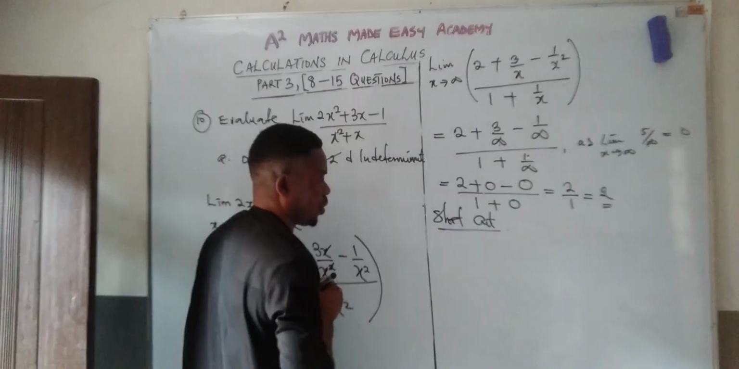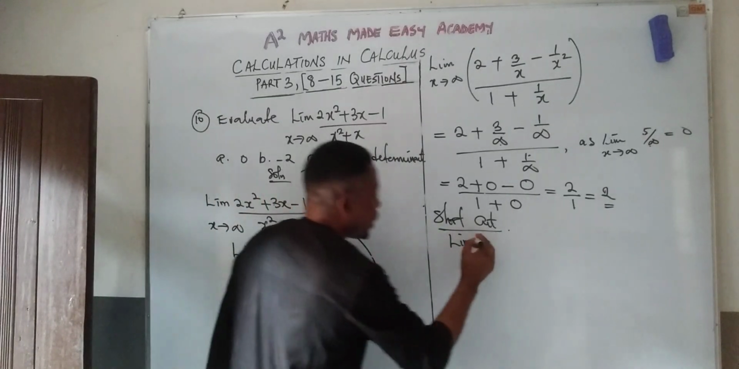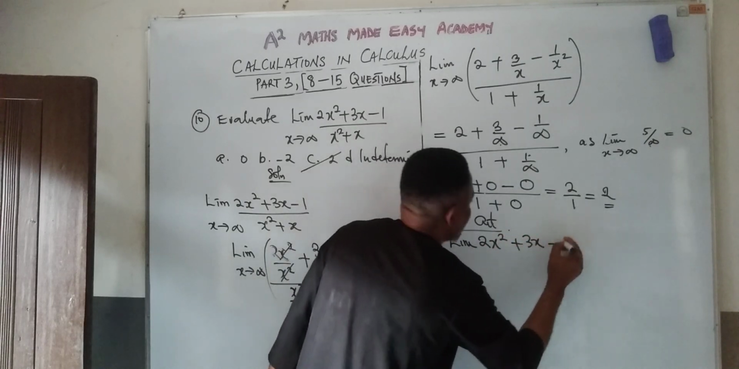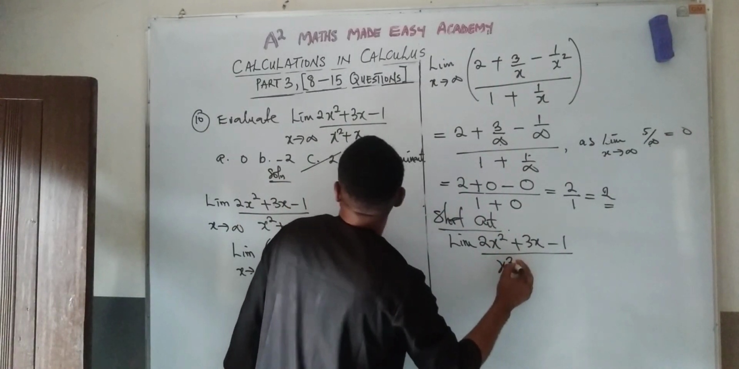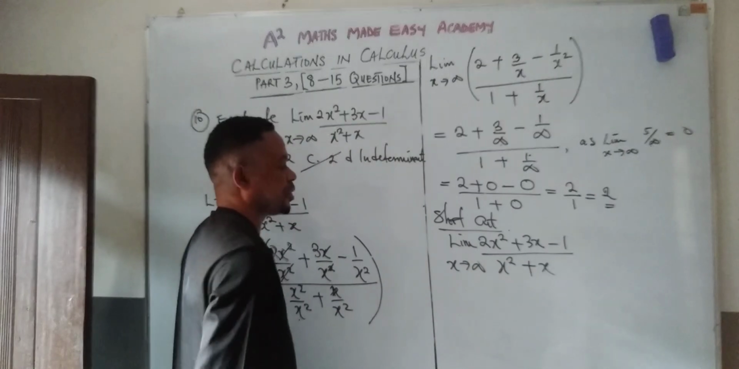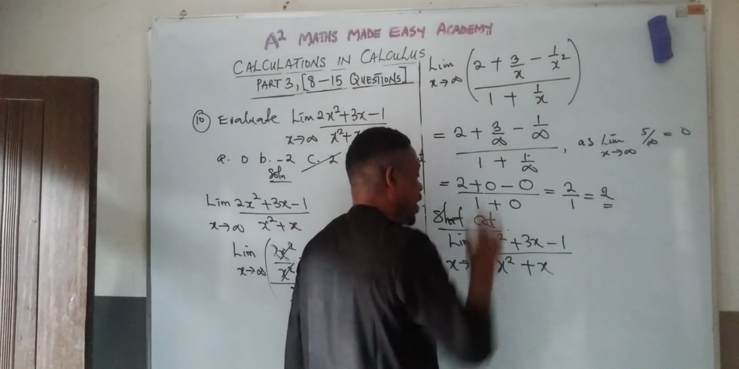What did I say? Shortcut. What is the formula? The question says, limit of 2x squared plus 3x minus 1 all over x squared plus x, as x approaches infinity. Now what you should do, remember the law, we consider the highest variable power.